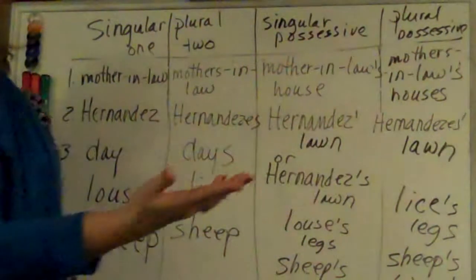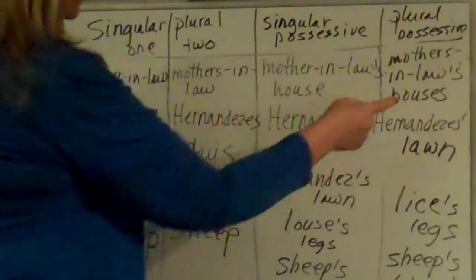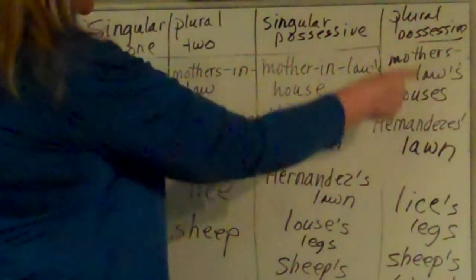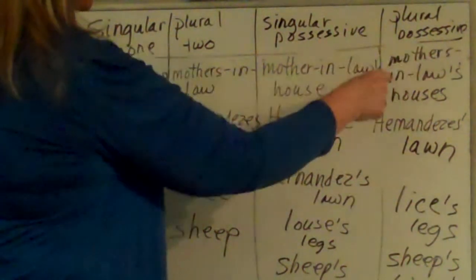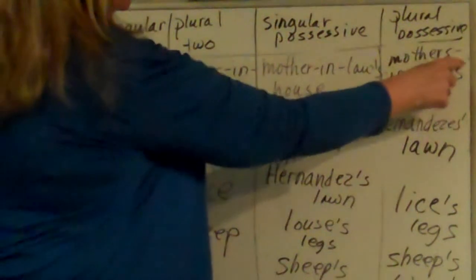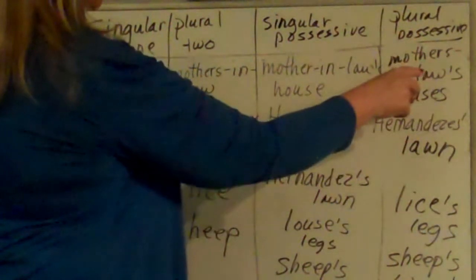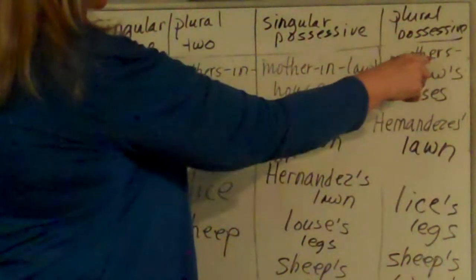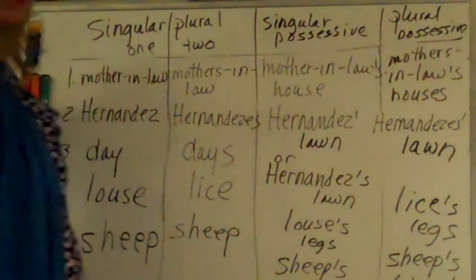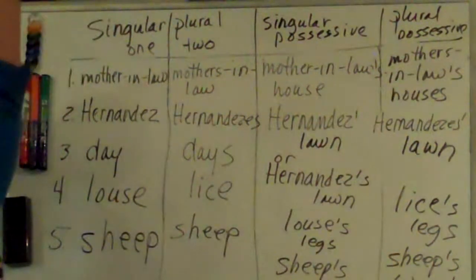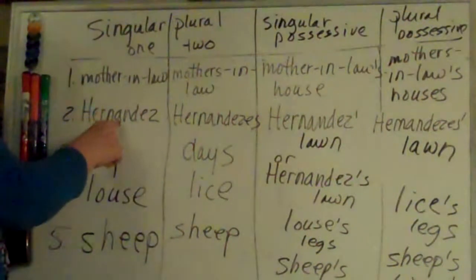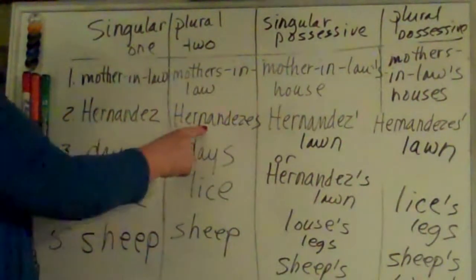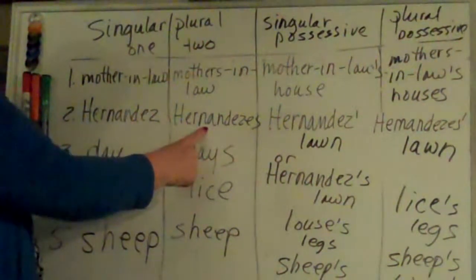Then if I have two mothers-in-law, okay, then it would be the houses of my two mothers-in-law. But then in order to show the possession, when I write it like this, it's going to be mothers-in-laws' houses. I know that sounds weird, but that's what I'd have to do if I had two of them. This would be like Mr. Hernandez, but the two of them would be the Hernandezes.